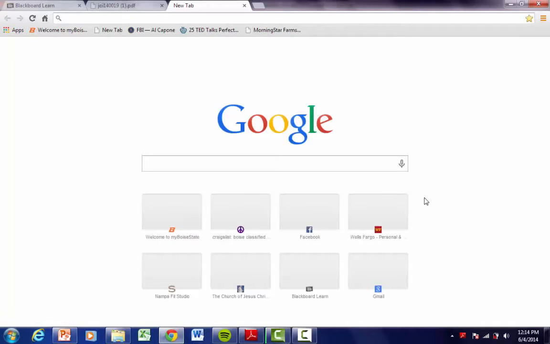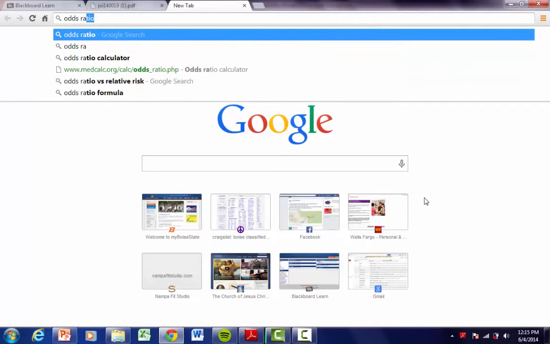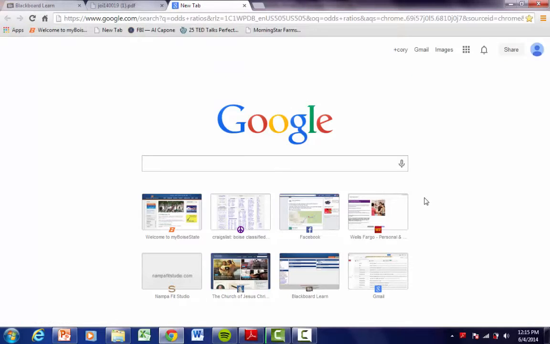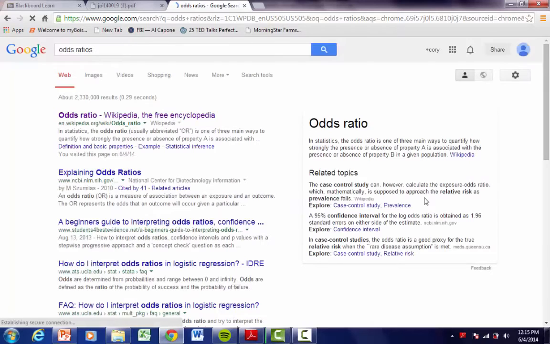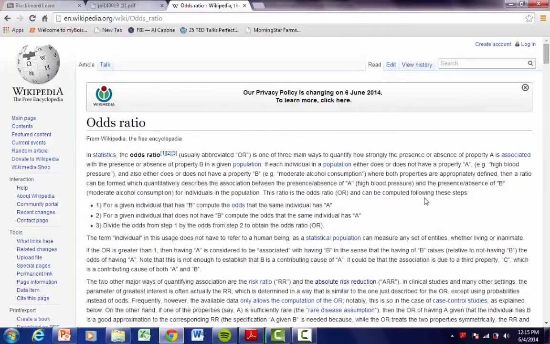Let's say I don't remember hazard ratios or odds ratios or risk reduction. I'm going to put in odds ratios. And lo and behold, the first thing that will come up is a Wikipedia reference. And this has become my best friend when I get confused on these topics because it does happen. Okay, what I'm going to do is I could spend time reading all this.